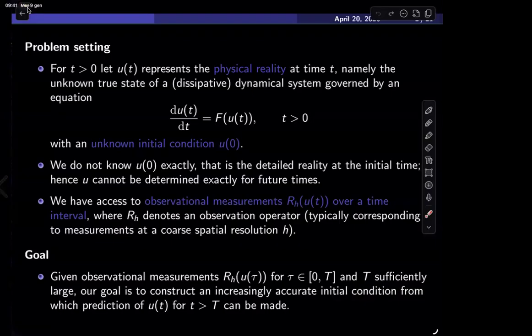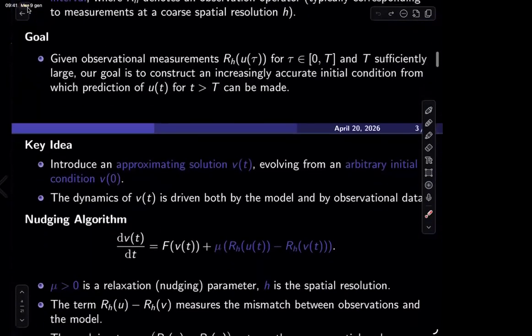The idea is that given the observational measurements for a sufficiently large time, you are able to construct an increasingly accurate initial condition for your state u, and so when you know the initial condition, you then can make predictions for future time. So the problem is, given the observational measurements, to try to reconstruct accurately the initial condition of your state system. How can you do that?